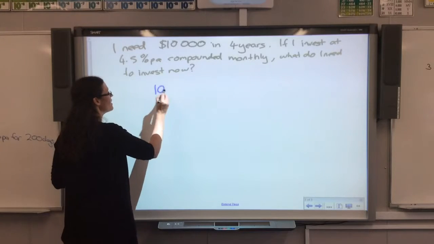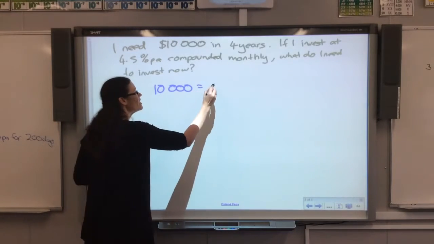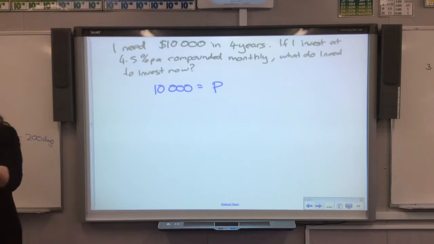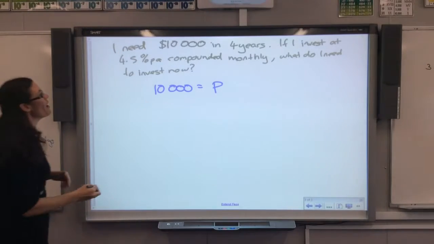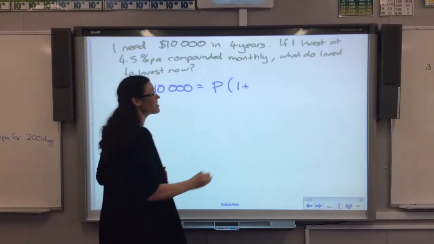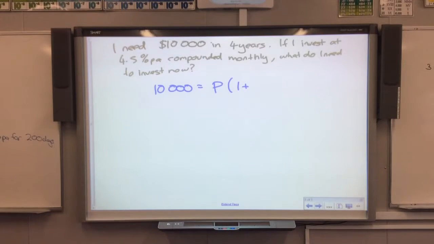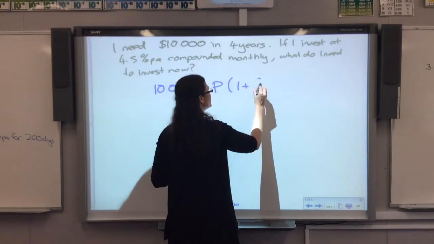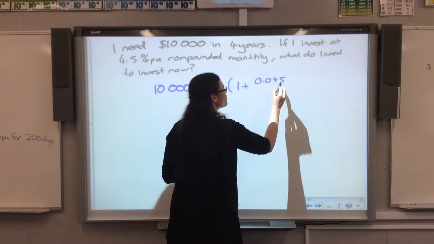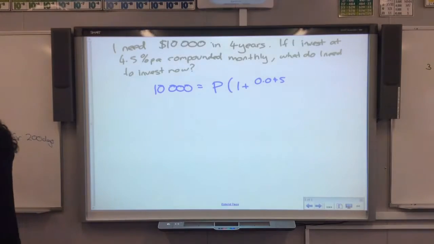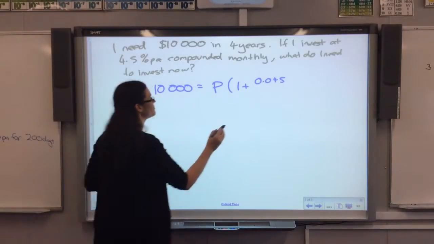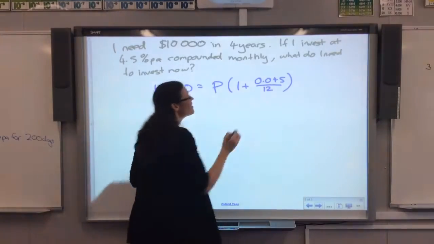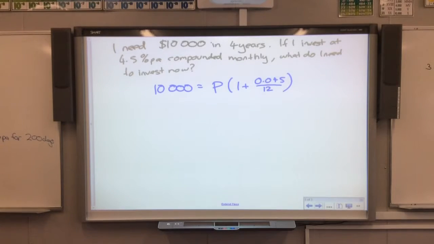So that gives me an equation. I'm going to put 10,000 over here. I don't know what P is. That's what I've got to figure out. 1 plus, what's R going to be? So it's 4.5% as a decimal, that is 0.045. But that's for a whole year. I'm doing it monthly, so I'm going to divide by 12. Now, how many months do I have? So it's 4 years. 4 12s are 48.